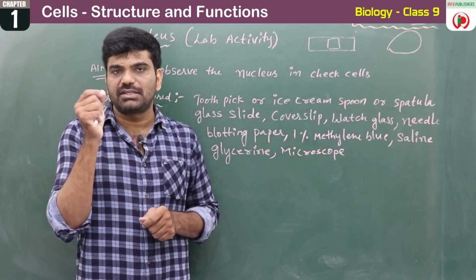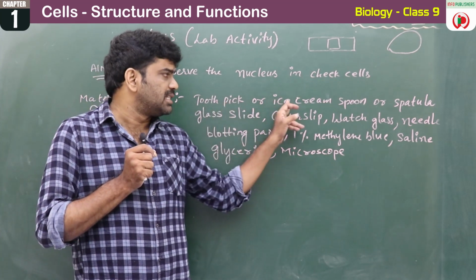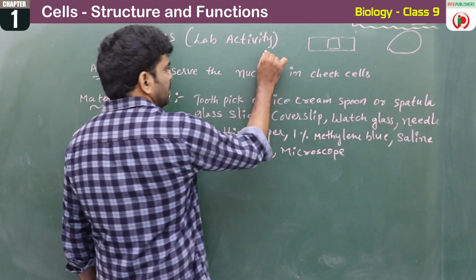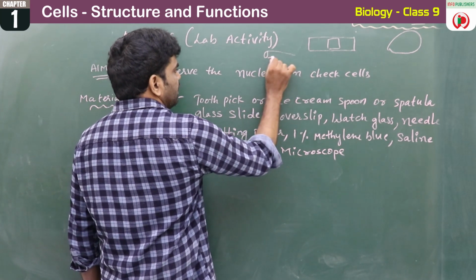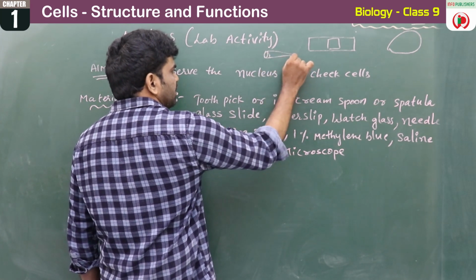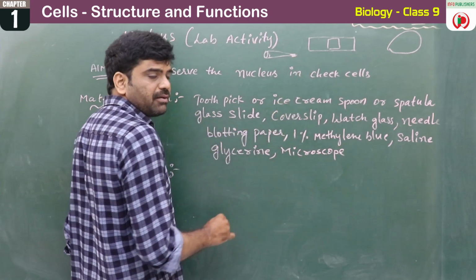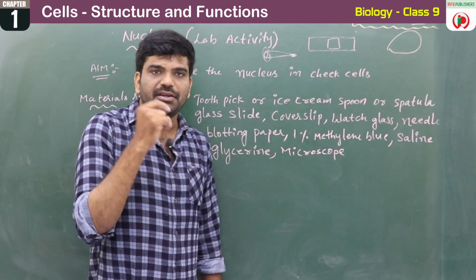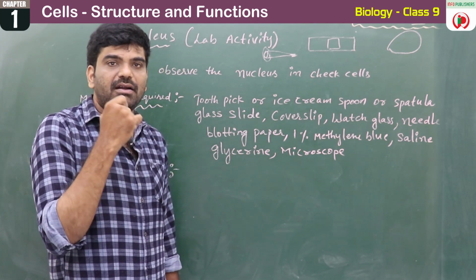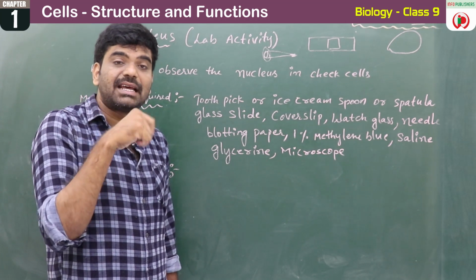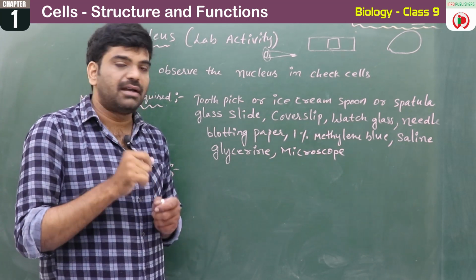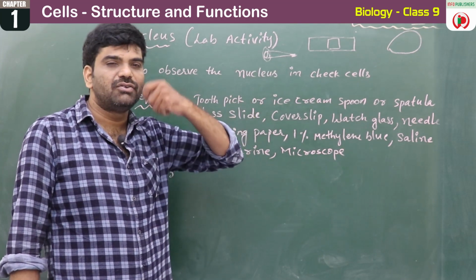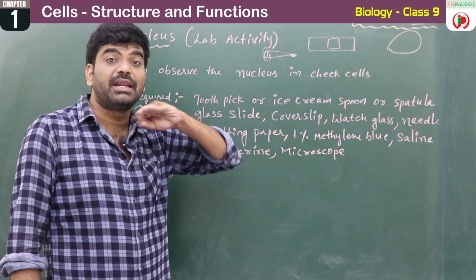Okay, we have to just take the toothpick or ice cream spoon or spatula. So see, the toothpick will be having two ends, no children? One is the blunt one, the other one, here see, is the sharp one. With the help of the blunt one only you have to scrape, not with the sharp one. If you scrape hard, the internal lining of your mouth may get hurt and it causes bleeding. That is why with the blunt end only you just scrape, not very hard.